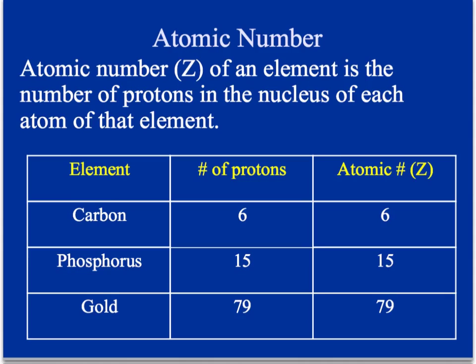Sometimes chemists like to make abbreviations, or like if we don't know the atomic number, we'll just use the letter Z. So we'd say the atomic number of an element, Z, is the number of protons in the nucleus of each atom of the element.